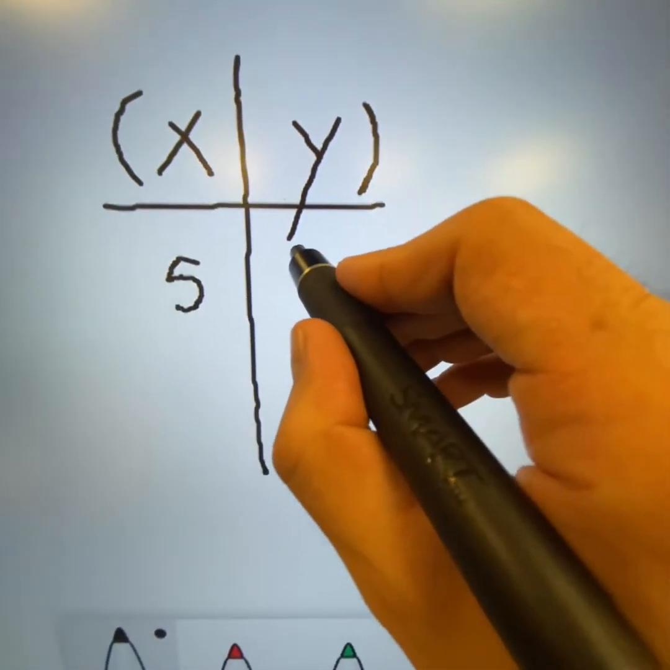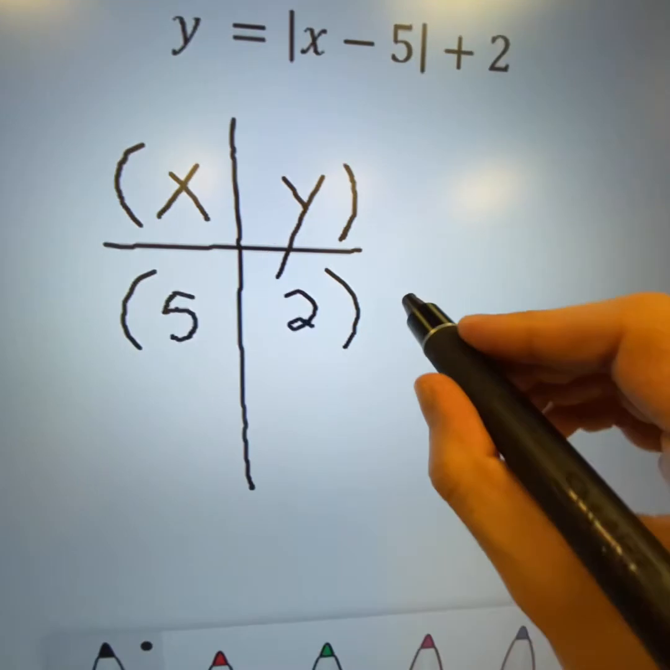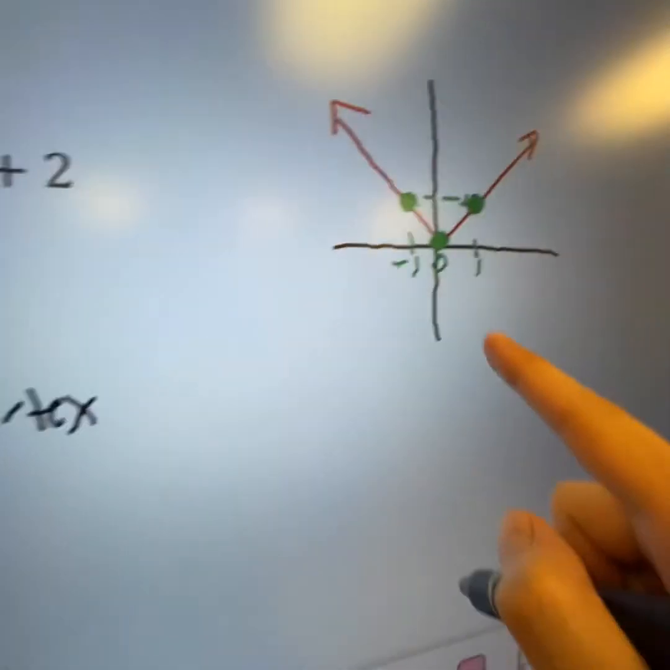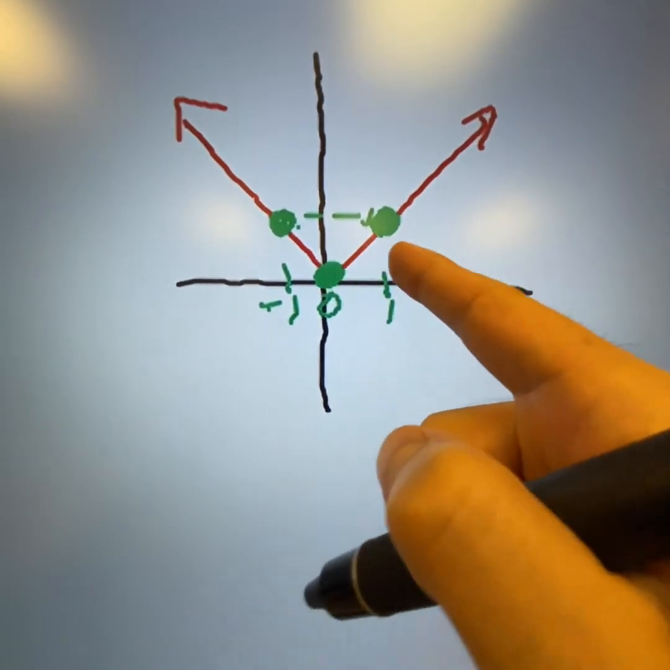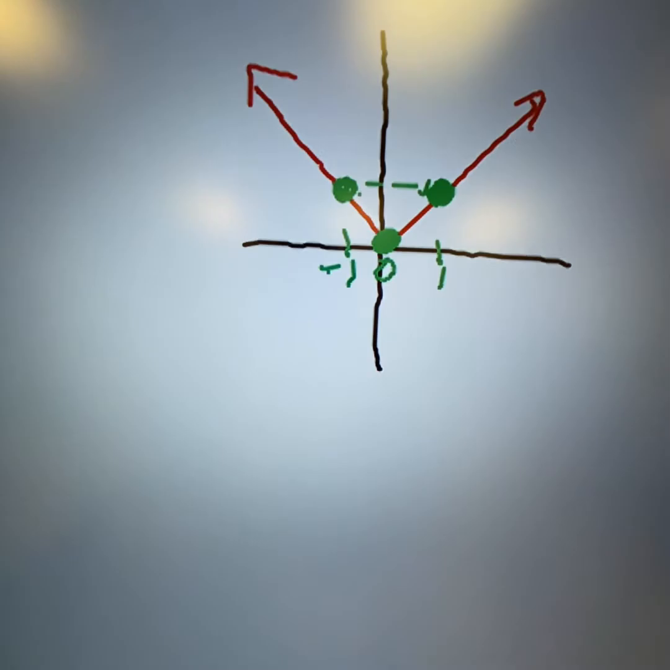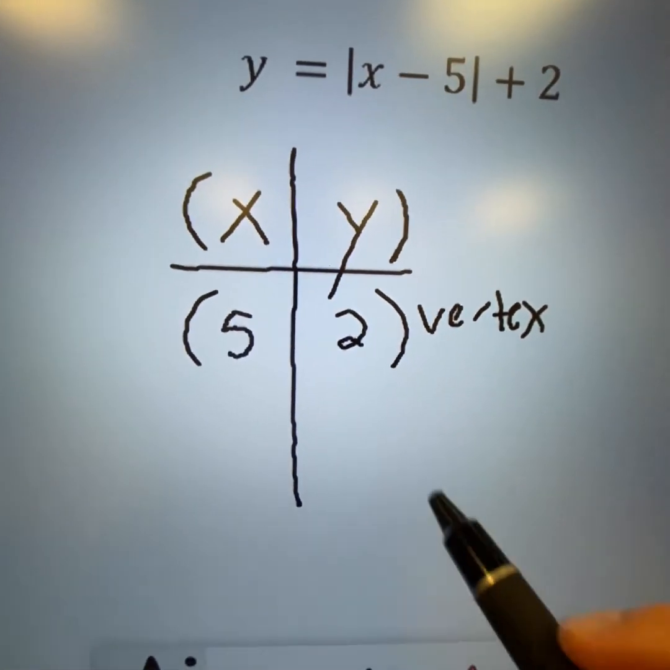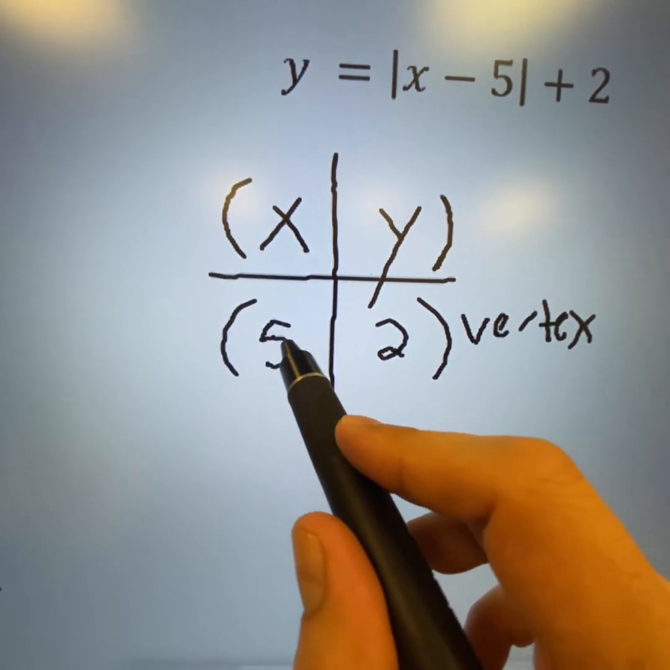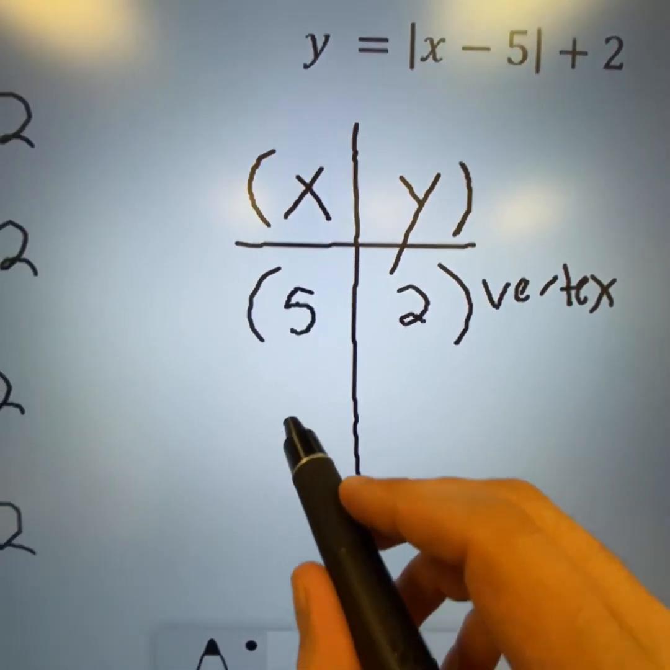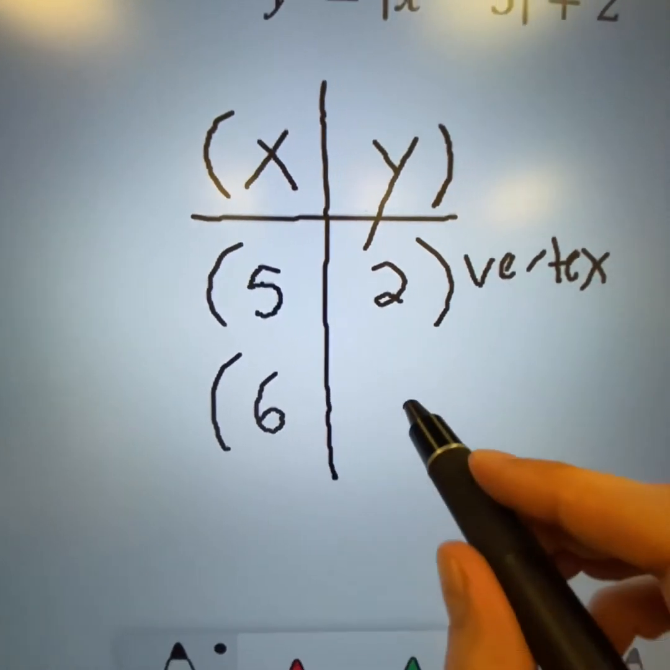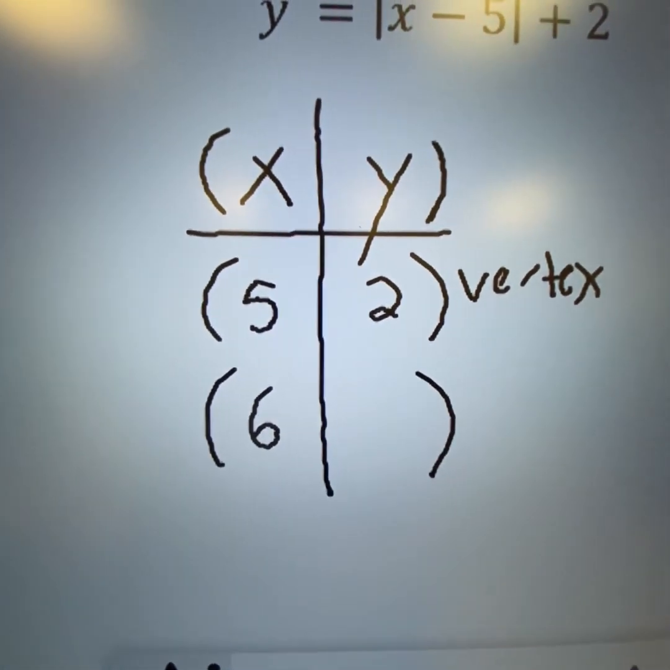So I go over here, and that's my first point. And I'm going to make a label. This is my vertex. Make a little note. This is the vertex, because once you have your vertex, you're going to pick a number to the right or the left, and you have to reflect it. So you don't want to reflect the wrong point. So I mentioned you need to pick a number to the right or to the left of this. So now that I have 5 here, I'm just going to pick the number, let's say 6. That's to the right of that number. So I'm going to do 6, and I'm going to find out what's the output for that number.